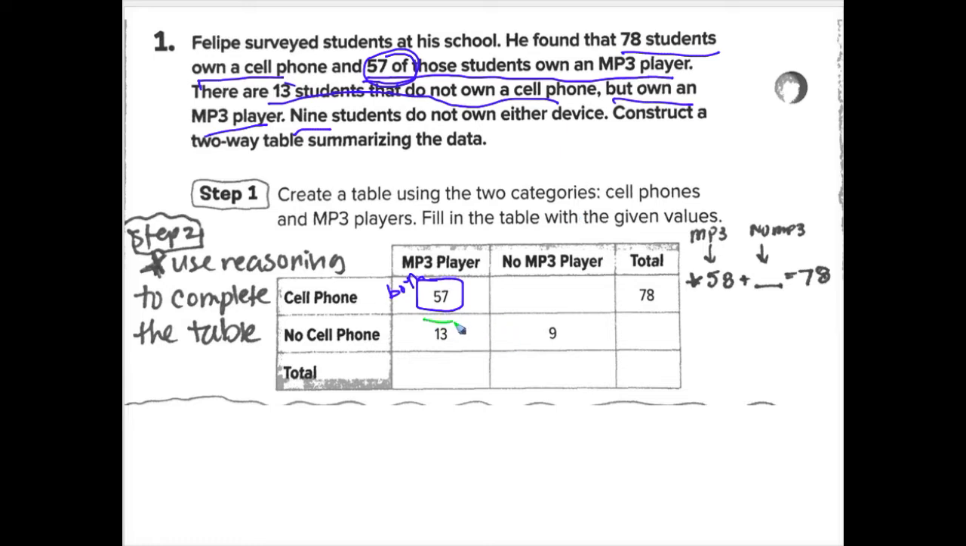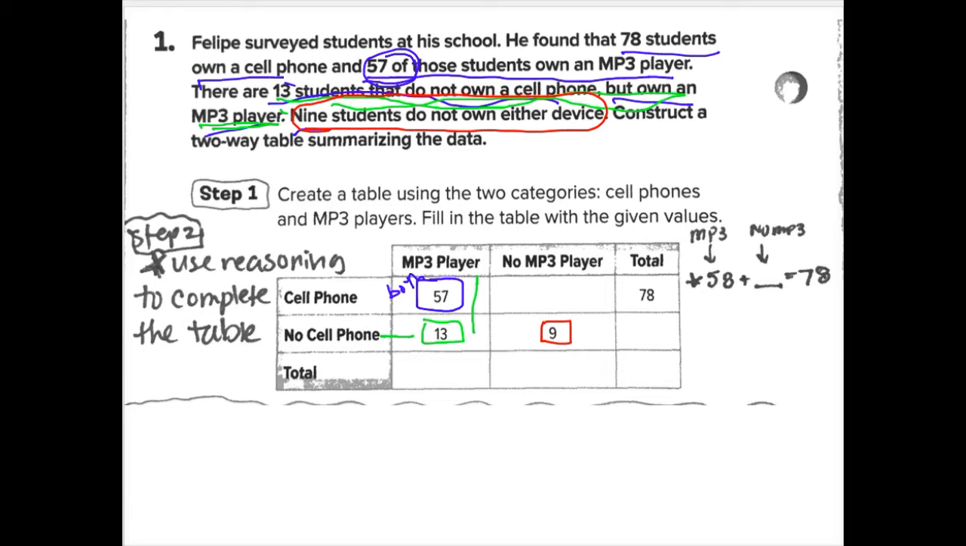Let's look at these 13 kids. 13 students don't own a cell phone, but own an MP3 player. So no cell phone. Okay, here's our no cell phone, yes MP3 player, 13. And then if we look at our last one, the 9 students don't own either device. That's where our 9 comes from.